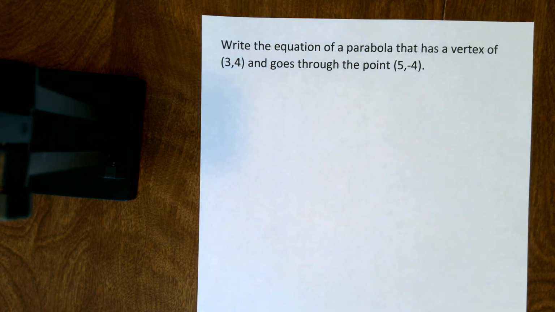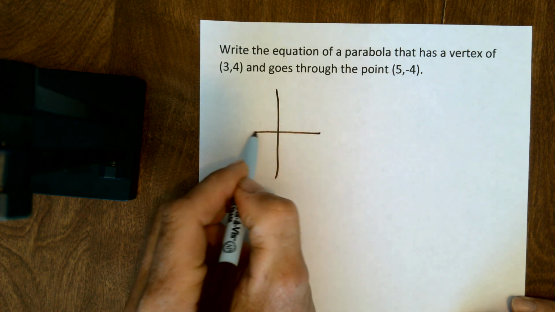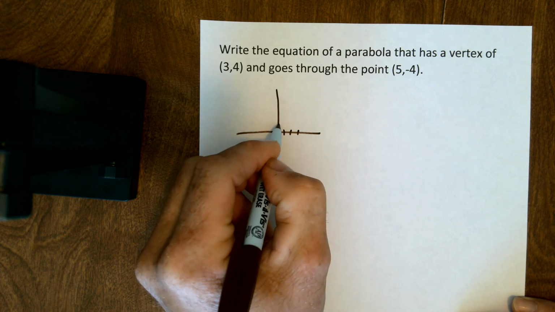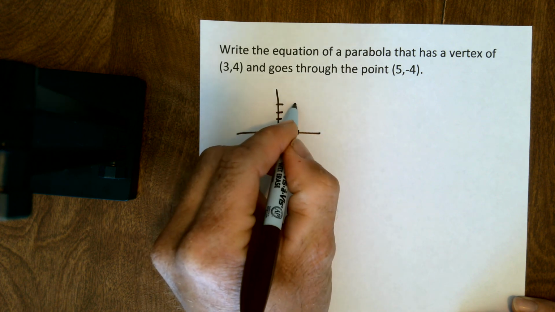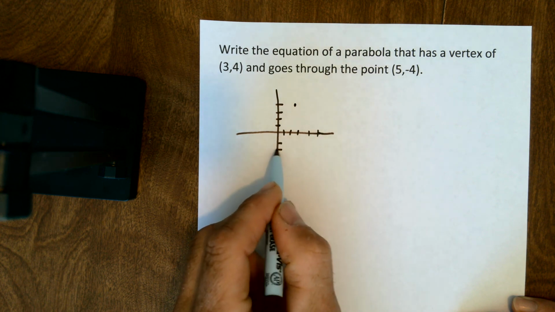All right, and then the last one here, we're going to write the equation of a parabola that has a vertex at 3, 4, and goes to the point of 5, -4. So what I like to do is go ahead and draw out what I know. So I know I go through the point 3, 4. There's my vertex. And I also know I go through the point 5, -4.